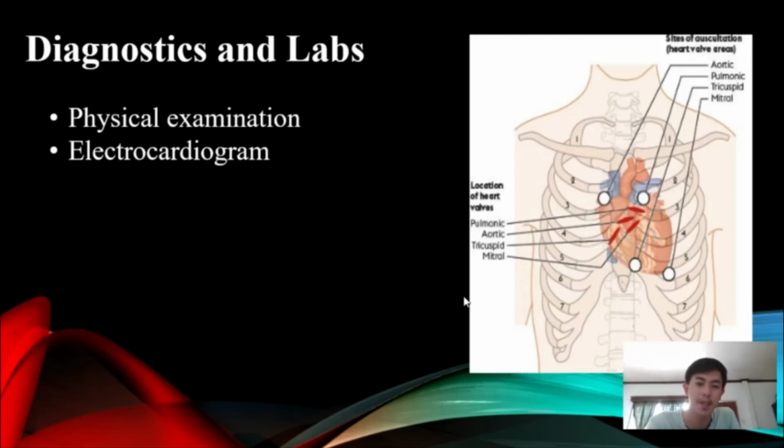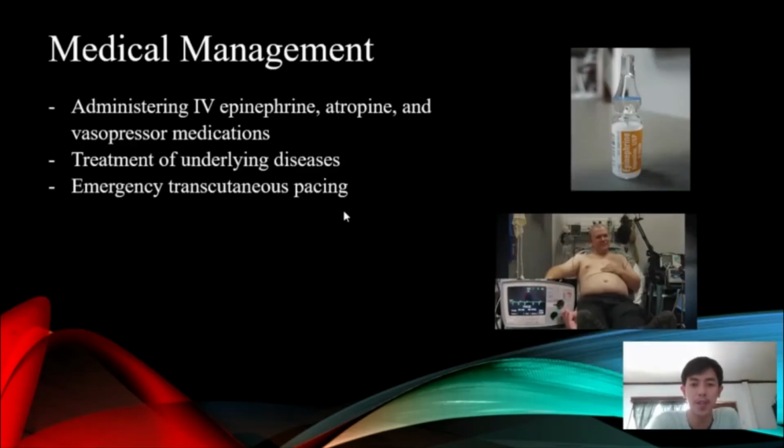The medical management for idioventricular rhythm includes administering IV epinephrine, atropine, and vasopressor medications to help stabilize the normal heart rhythm. Treatment of the underlying disease is indicated to alleviate the causative factors of the disorder. Emergency transcutaneous pacing is a temporary means of pacing a patient's heart during an emergency, stabilizing the patient until a more permanent means of pacing is achieved. It is accomplished by delivering pulses of electric current through the patient's chest, stimulating the heart to contract.